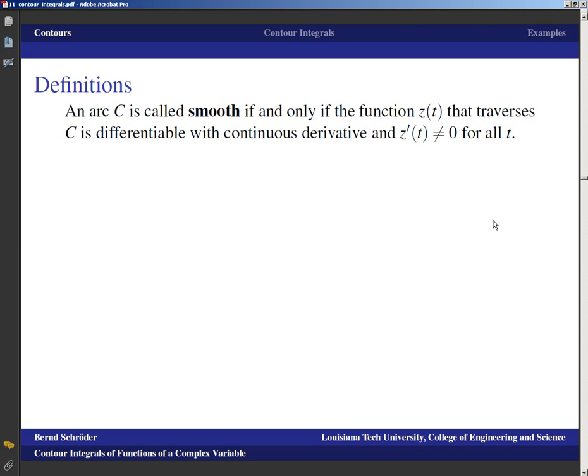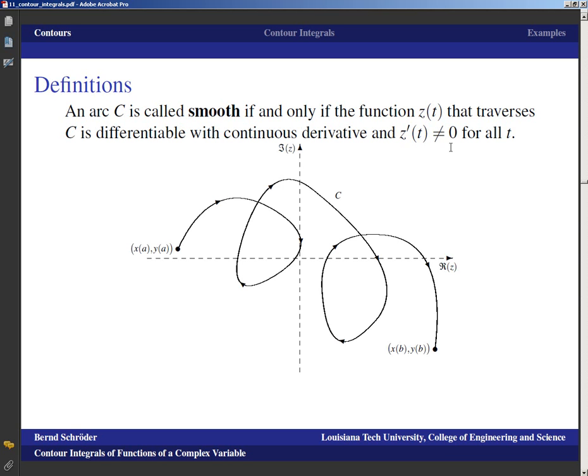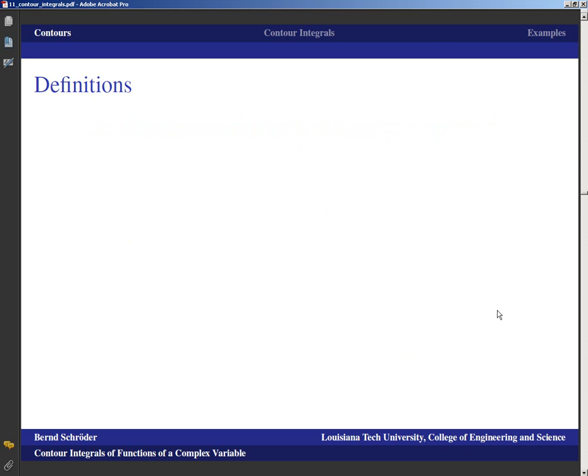An arc is called smooth if and only if the function z of t that traverses C is differentiable with continuous derivative and z prime of t is not equal to 0. So this arc that we talked about at the beginning is actually smooth. It doesn't have any corners. But something like this, if I were to replace this part with that, is not allowed. Basically, a smooth arc, geometrically speaking, is something that doesn't have any corners.